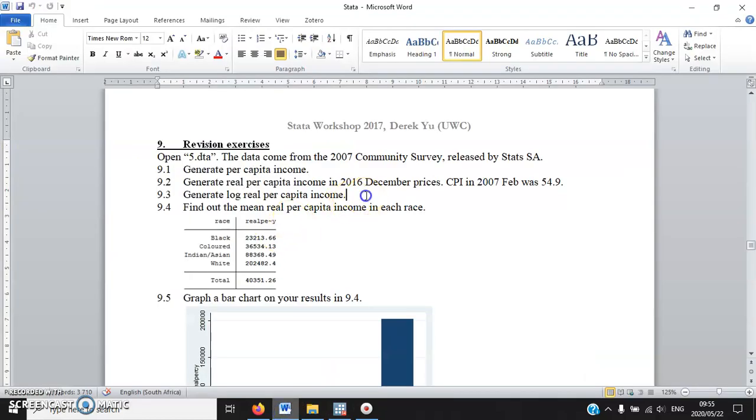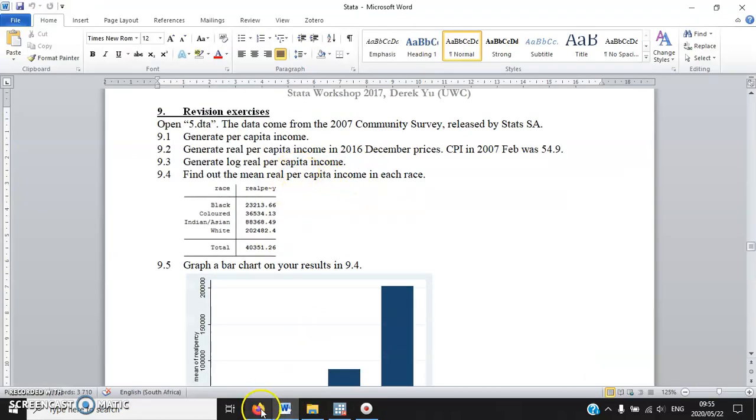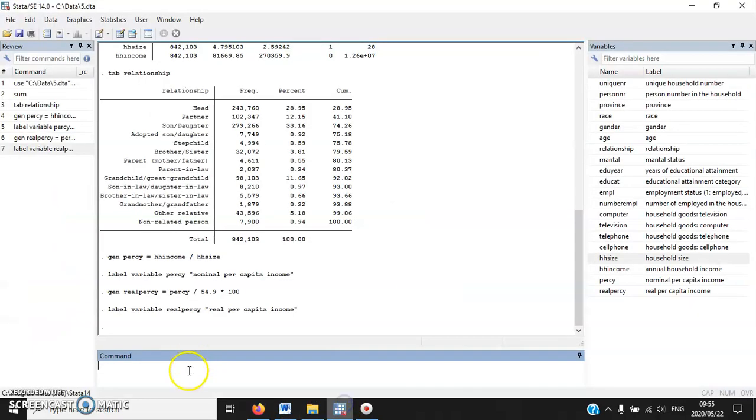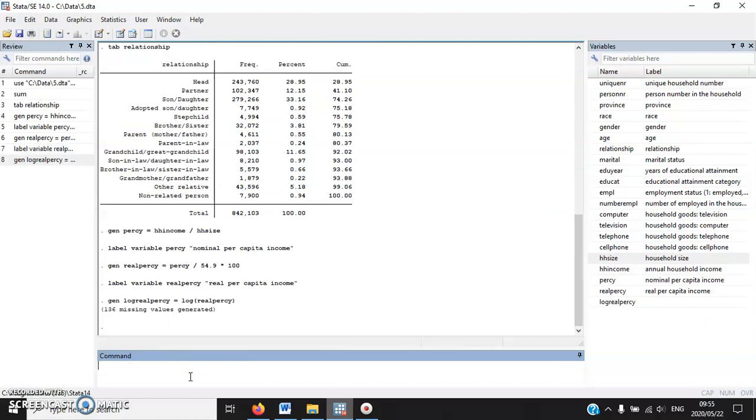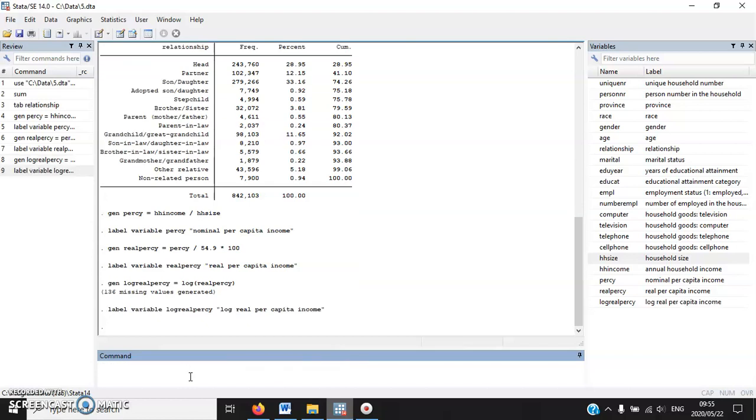Okay, next one. Log real per capita income, same old story. Generate log real per C equals log of real per capita income. I think we did a similar question from the other exercise earlier. And then label variable log real per C means log real per capita income. Okay. So we have generated 3 new variables in the dataset.